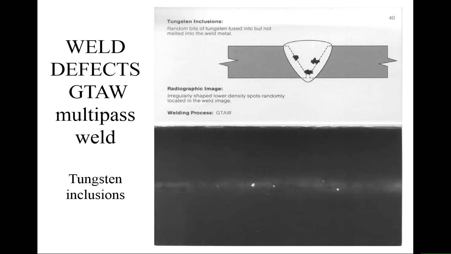Why do we have tungsten appearing white here? Think about X-rays. What do you image with the X-rays? So you see, this is the actual weld, and inside we see these very white spots, which are inclusions of tungsten.